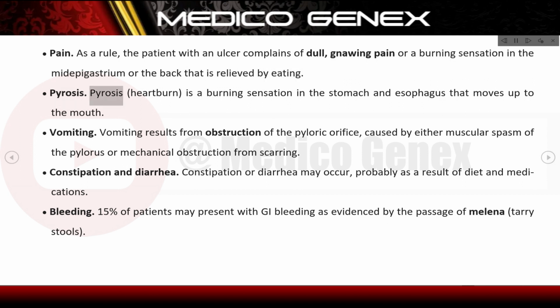Pyrosis. Pyrosis, heartburn, is a burning sensation in the stomach and esophagus that moves up to the mouth. Vomiting. Vomiting results from obstruction of the pyloric orifice, caused by either muscular spasm of the pylorus or mechanical obstruction from scarring. Constipation and diarrhea. Constipation or diarrhea may occur, probably as a result of diet and medications. Bleeding. 15% of patients may present with GI bleeding as evidenced by the passage of melena, tarry stools.